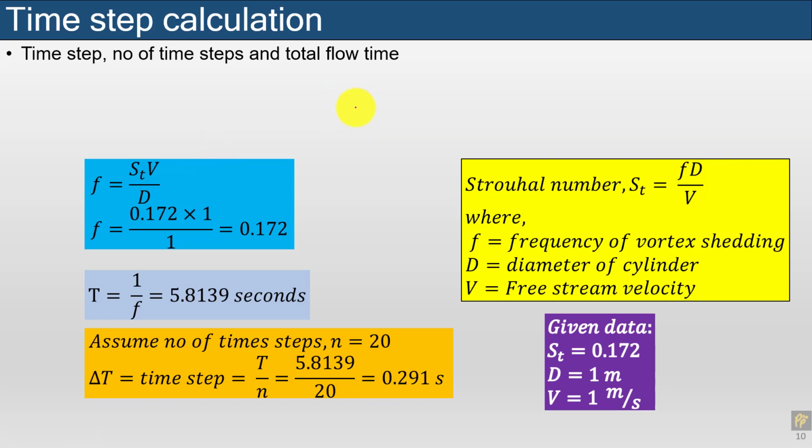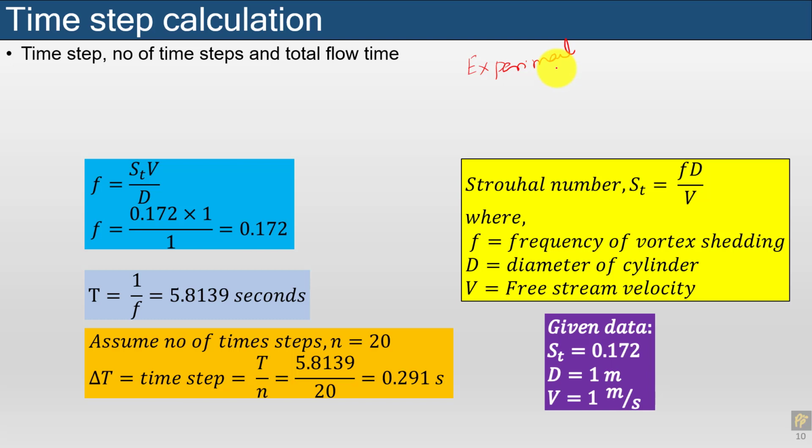the question arises that we don't know the frequency of the flow. So how do we choose the time step? Number one, from previous experiments we know the Strouhal number. It is found from those experiments, so we know this data.